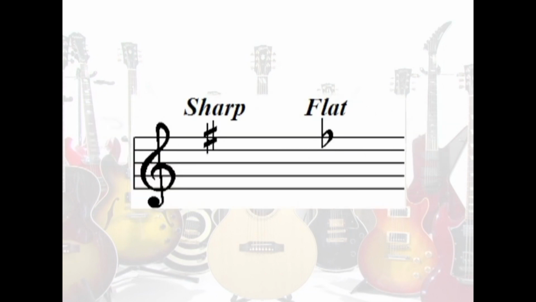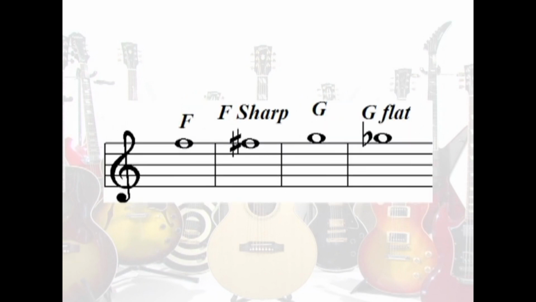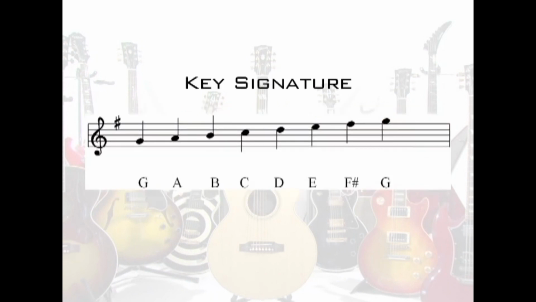There are also different versions of most notes called accidentals. Accidentals consist of sharps and flats. To make a note sharp is to raise it 1 fret on the guitar. To make a note flat is to lower it 1 fret on the guitar. One way of writing sharps or flats on the staff is to place the symbol before the note you want to change. Another way of writing sharps or flats is to use a key signature.